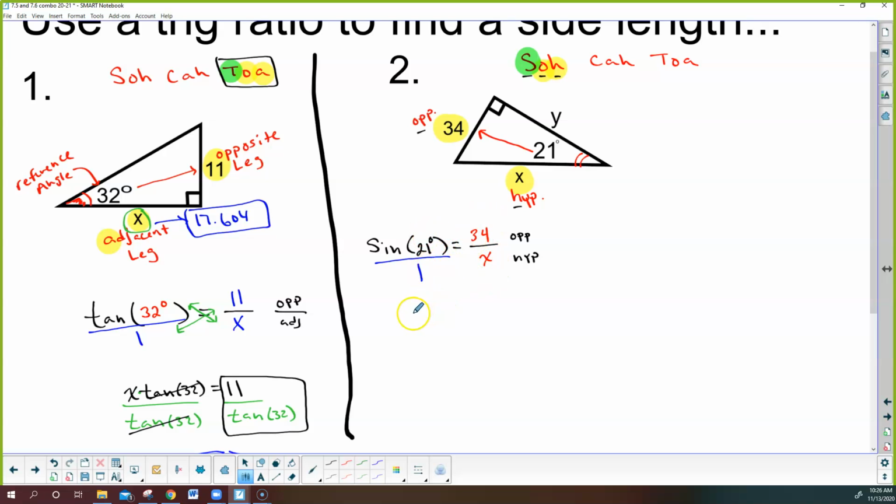So I'm going to do 1 times 34. It doesn't matter which part comes first. I could put 34 on this side. And then I'm going to do x times the sine of 21 degrees. All right, so it's the same work then. I want to get x by itself. So I'm going to divide by sine of 21, both sides.